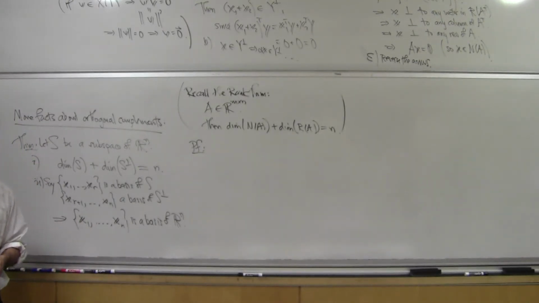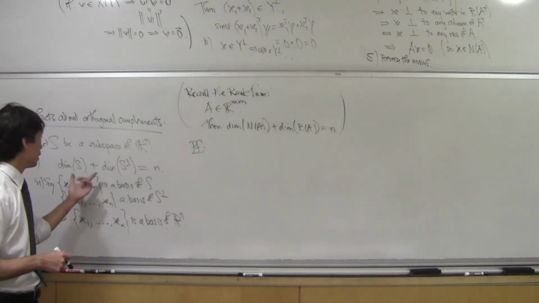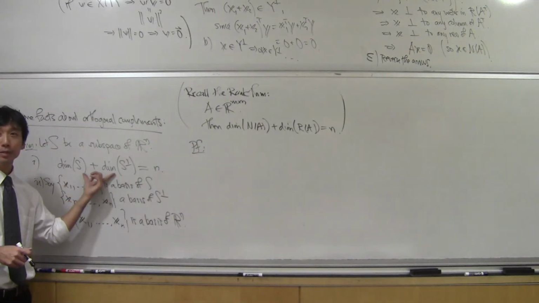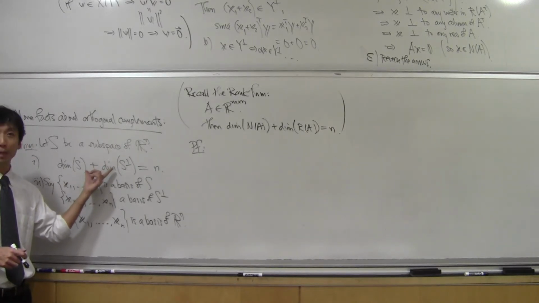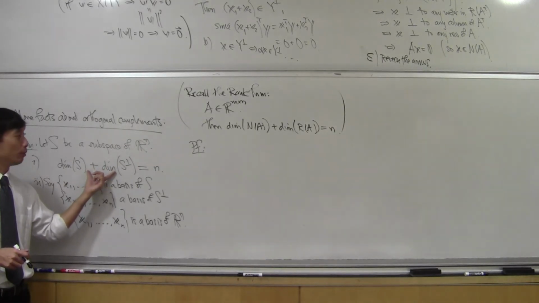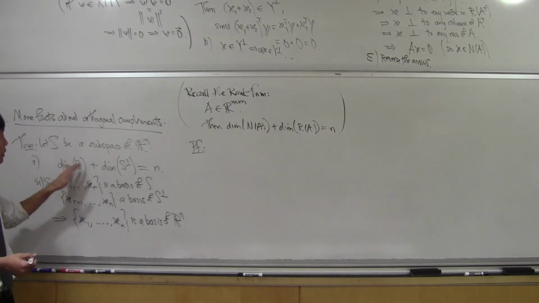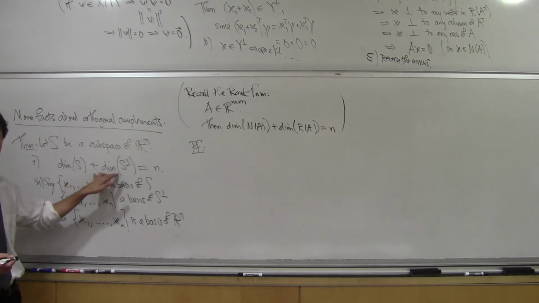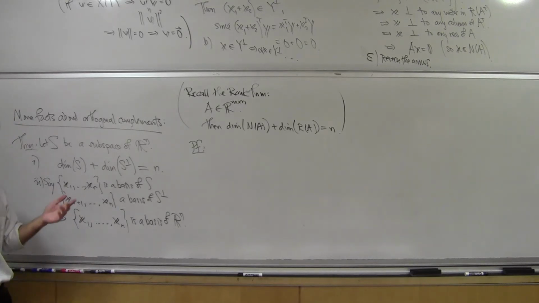Okay, so we want to use the rank theorem to prove this statement about the dimension of S and S perp. The rank theorem is a statement about a matrix. So what matrix are we going to use? We need a matrix to get information here. What matrix? N by N, some N by N matrix. Any old N by N matrix.